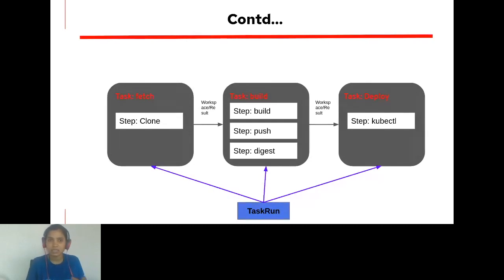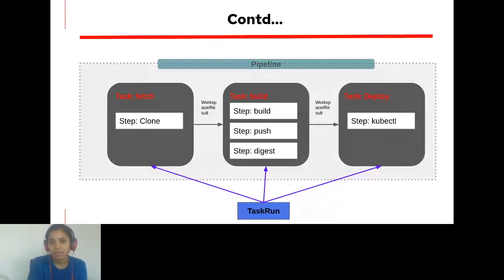So basically, a task run is a runtime entity which helps us to run these tasks. Now I want to combine them into a single object, and we call that a pipeline. A pipeline is a resource which contains multiple tasks, and the pipeline knows how to conduct these tasks. Maybe in the live demo we will show how the tasks execute one by one and on what basis.